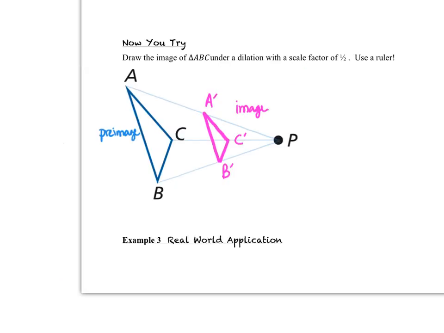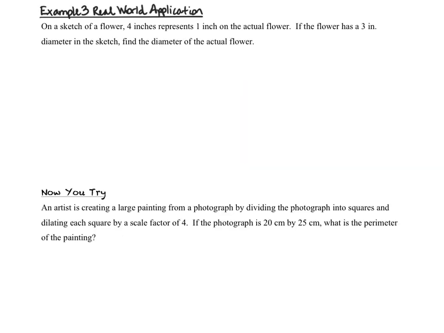We see that the image triangle A prime, B prime, C prime has segment lengths that are half the size of the original triangle ABC. And we did that with the scale factor. Again, the idea is when we use a specific method, we get an image that is the same shape as the pre-image. This is not something to freehand. This is something that we need to use that point of dilation to help us out. All right, let's take a look at example 3 now.